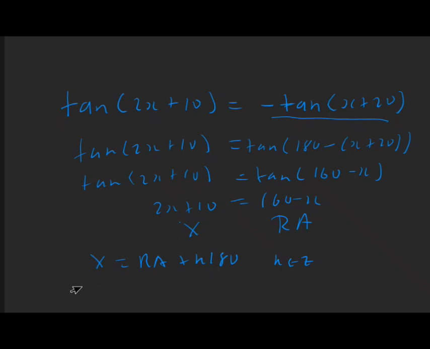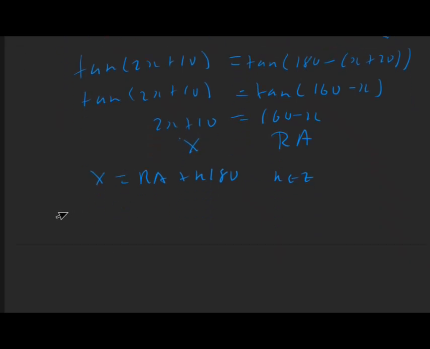So this we take as x. So it's going to be 2x plus 10. So we have 2x plus 10 is equal to 160 minus x plus k180, and k is an element of integers. Now, if I take x this side, it's going to be 2x plus x. If I take 10 this side, it's going to be 160 minus 10, plus k180. So this is going to be 3x is equal to 170 plus k180.